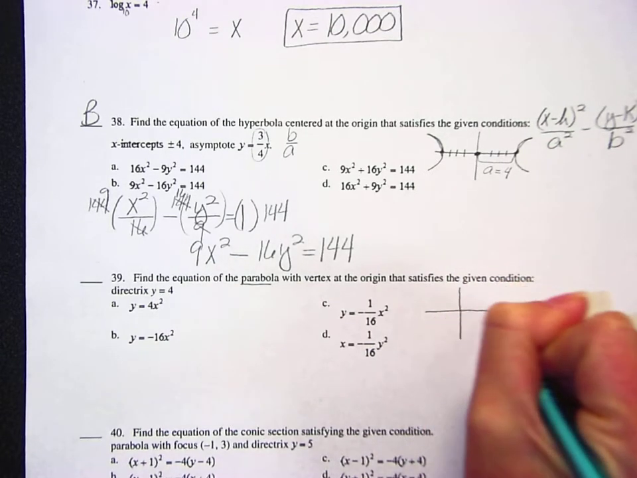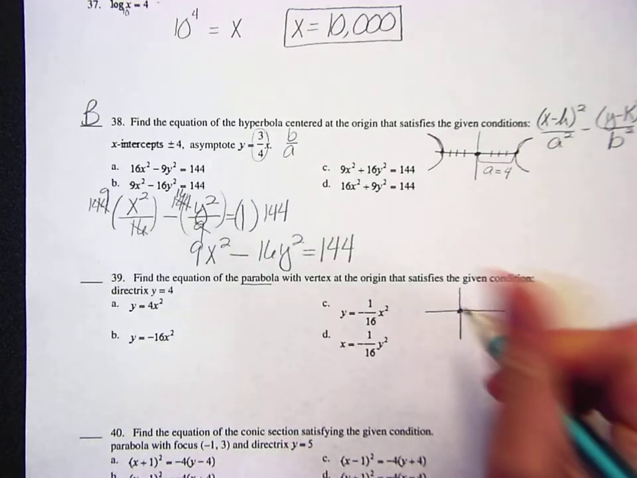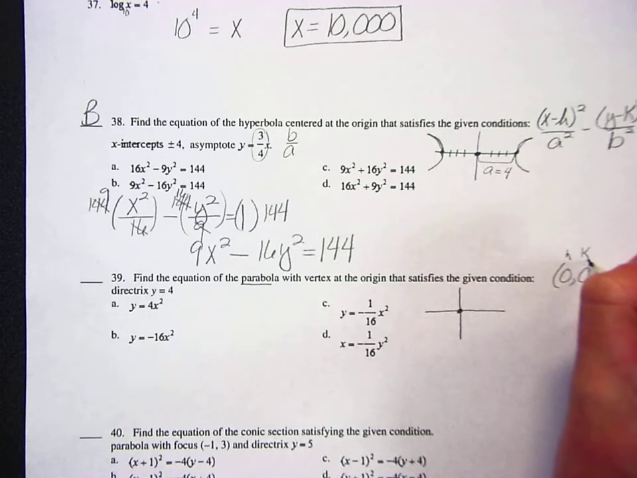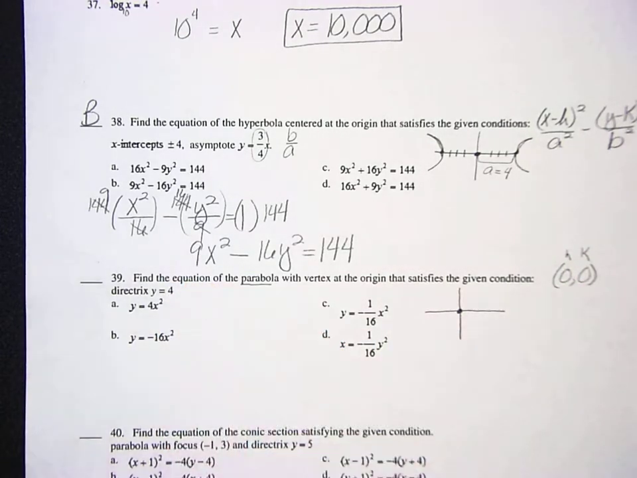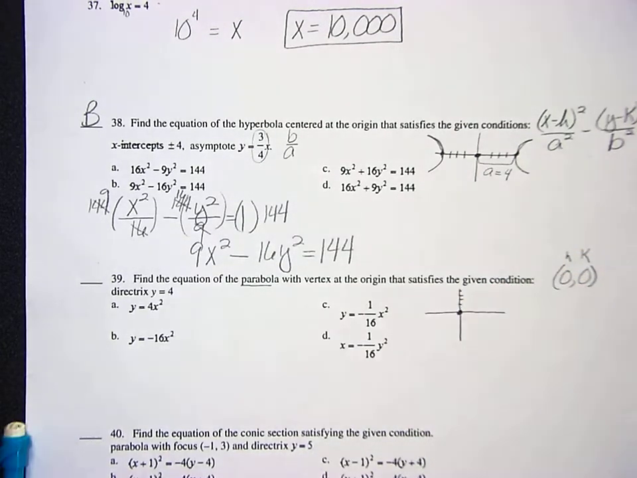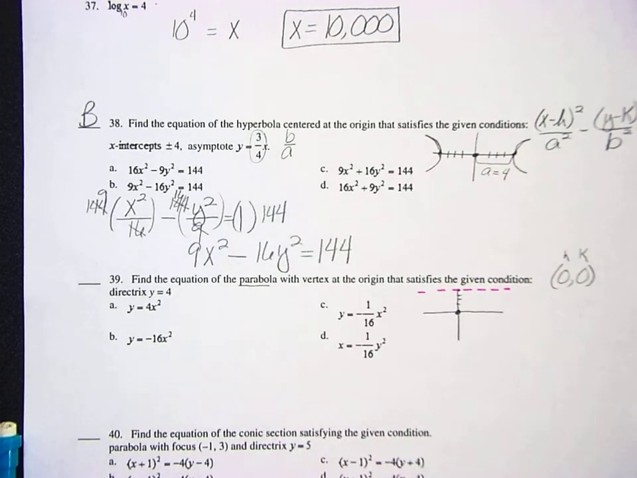So with this one, we've got a vertex at the origin. So vertex and the center are kind of the same on a parabola. So we're working with an h and a k value of 0, 0. That's h and that's k. And I want to have a directrix at y equals 4. So that's going to be at 1, 2, 3, 4. We're going to cross the y-axis right there.